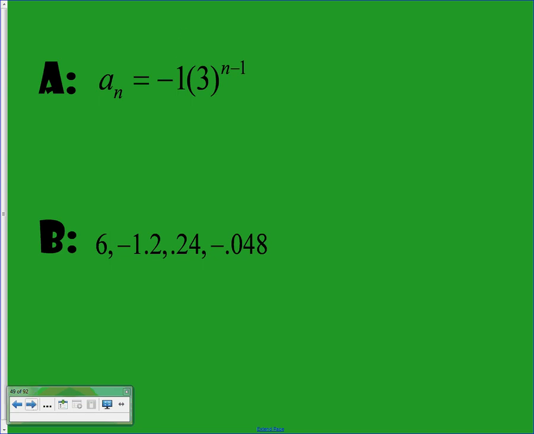I should notice that this -1 is actually my first term, and 3 is my ratio, which means that's what I'm multiplying everything by. So -1 times 3 is -3. -3 times 3 is -9. -9 times 3 is -27. So take your first term, multiply it by the ratio, and keep multiplying by that same ratio, and you will get your first four terms.